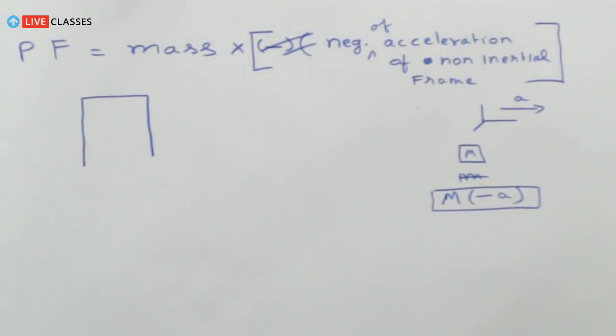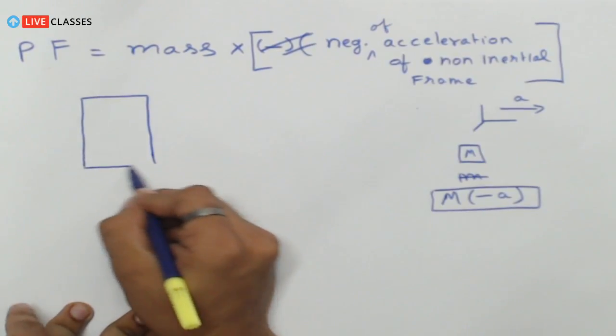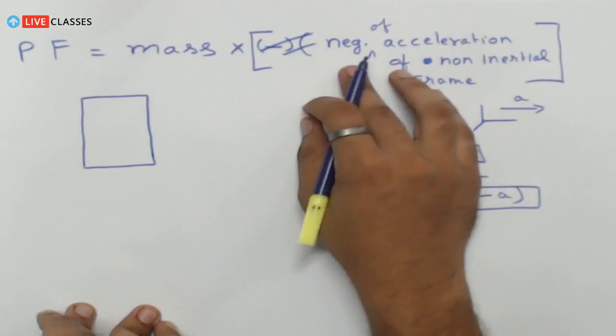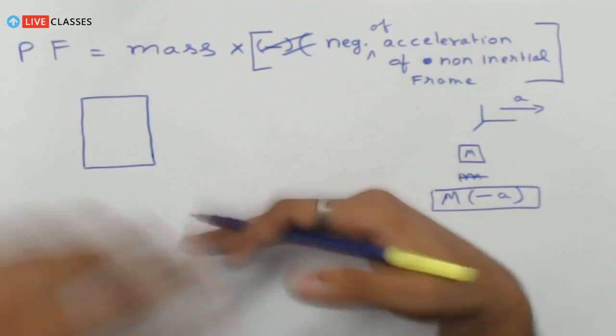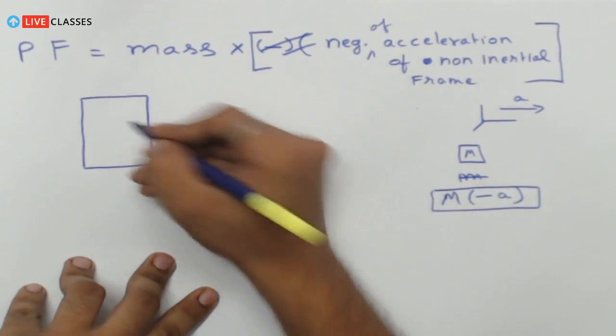Now let's take an example. You will see how much easier it gets if you use a non-inertial frame of reference. Basically this concept was introduced so that we can solve questions more easily. So let's take an example.